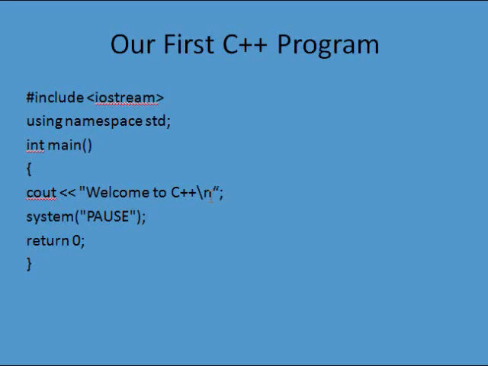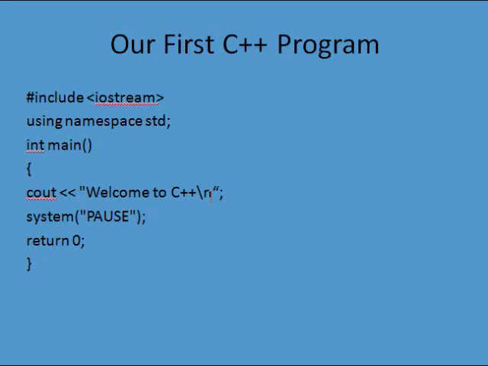You see below there we have system and then pause. What that does is tell the program to wait and not automatically close. It's not waiting for you to input a value or any sort of variable. So what this program is going to do is output the text and close, because that's what it's supposed to do. But we want to be able to look at it and see that it says, welcome to C++, so we need to tell it to pause.